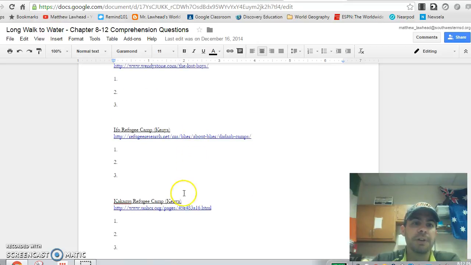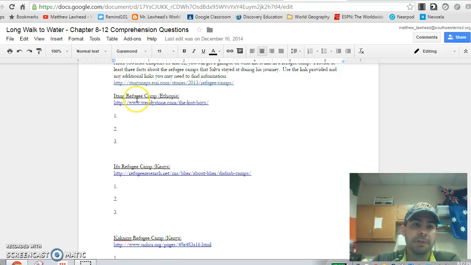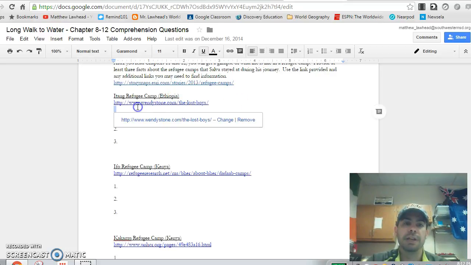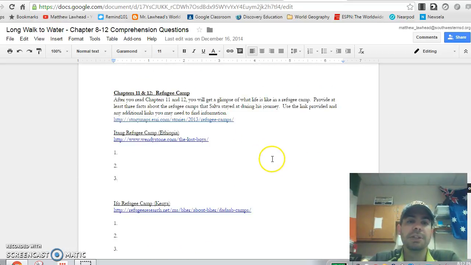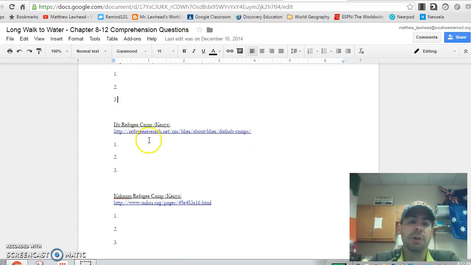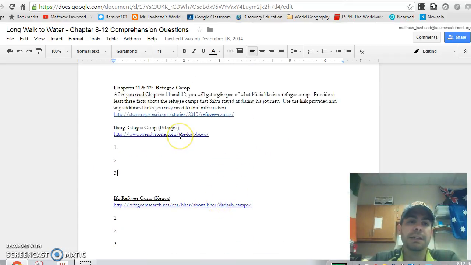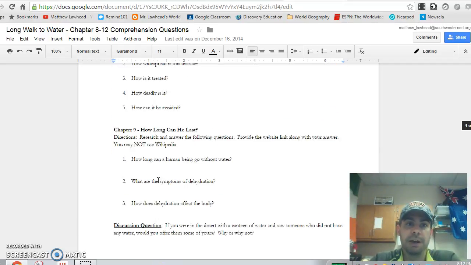But with chapter 12, I've added one more refugee camp. So you have the Itang refugee camp, the Ifo, and the Kakuma refugee camp, and you need to find the answers to the questions that are being asked according to the directions. These links are up to date. Last time we used it, which was about 2 or 3 months ago, so they should work, and you should be able to get the information from those 3 links. So the major difference between the packet and this Google Doc is there's one more refugee camp. The refugee camp has 4 links that you can use to find the information, and that should help out dramatically.